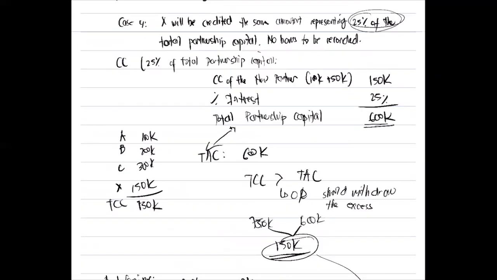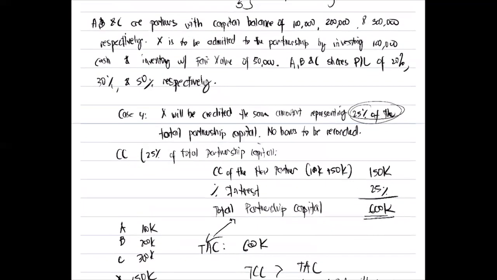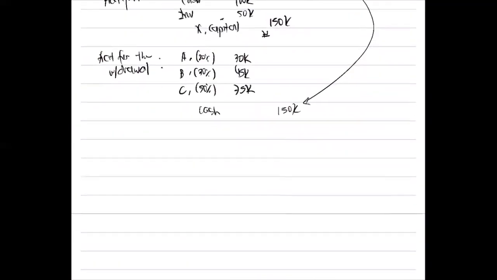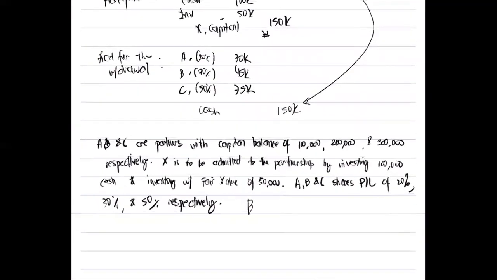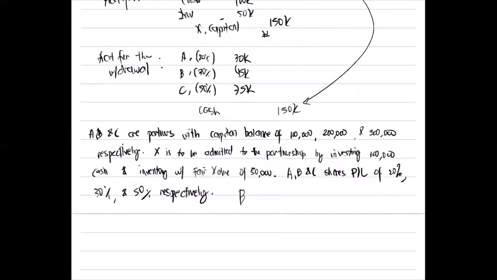Okay. Now, what if, guys, your total agreed capital is greater than your total contributed capital. So we have here case 5. A, B, and C are partners with capital balance of 100, 200, and 300,000 respectively. X is to be admitted to the partnership by investing 100,000 cash and inventory with fair value of 50,000. A, B, and C share profit or loss of 20%, 30%, and 50% respectively.